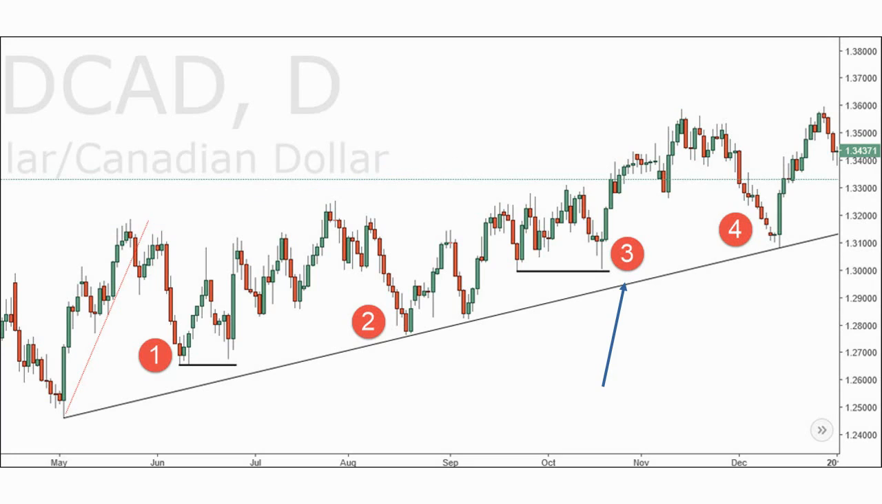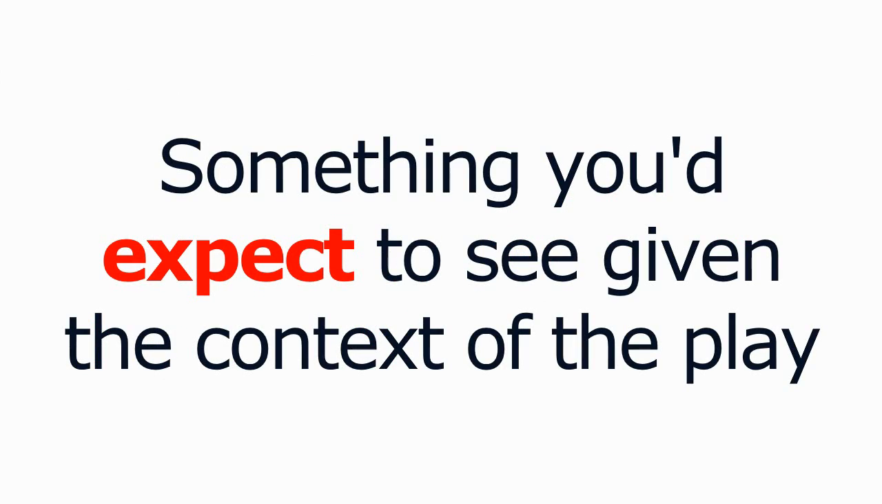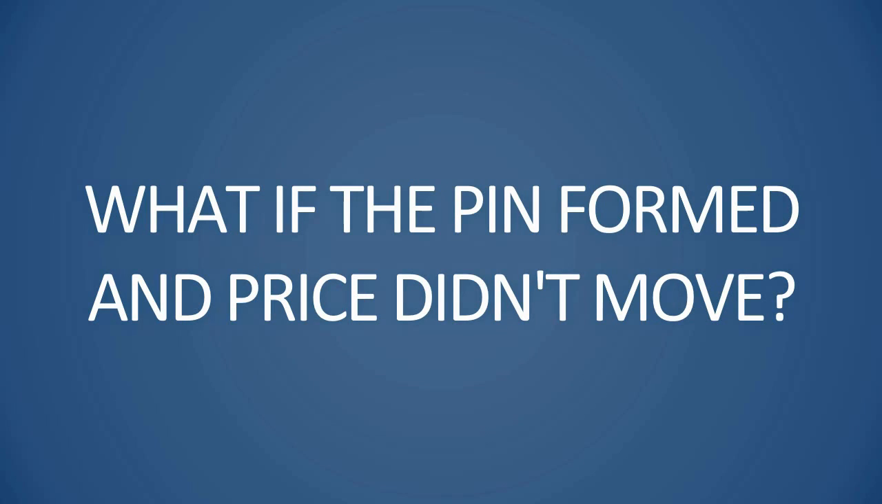So a great way to read price is to ask yourself what should happen if A happens. An example of this is number three. Price found support and rejected with a pin bar and then two bull candles right after, which broke highs. Now that's a true sign of strength and something you'd expect to see given the context of the play. But what if that pin formed and price didn't move?